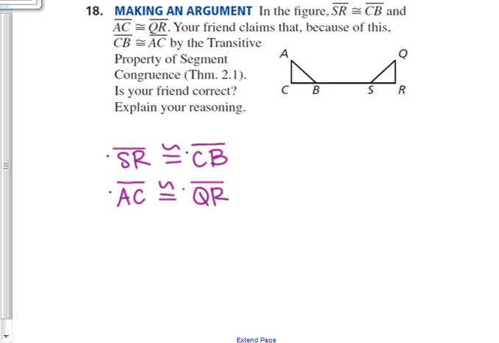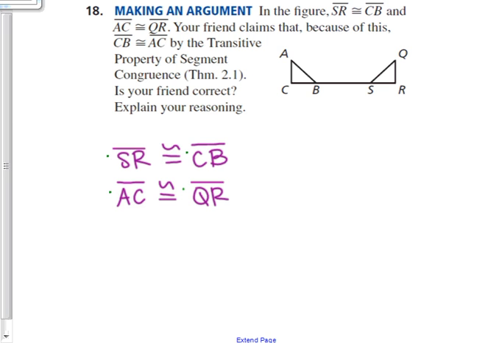There is not one segment in common with either of those statements. Those are 4 different segments we're talking about. So actually we cannot use the transitive property here. These are talking about 4 separate segments. We have no idea if they're all congruent to each other. We just know that SR and CB are congruent, and we know that AC and QR are congruent.